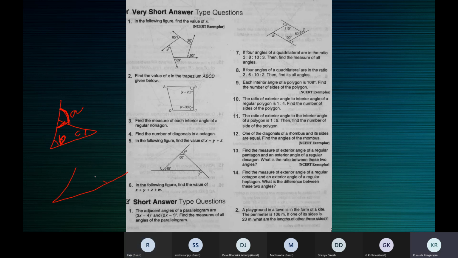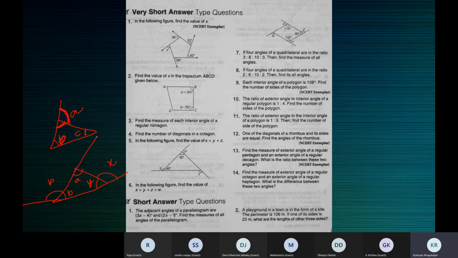Now tell me this. Is this an exterior angle? Yes, ma'am. What is Y for X? Ma'am, Y is the interior angle. Now tell me, what is X equal to? A plus B is equal to X, ma'am. Are you sure about that? Yes, ma'am. Then what if I produce this side and I get P here? What is P equal to? Ma'am, A plus Y is equal to P.